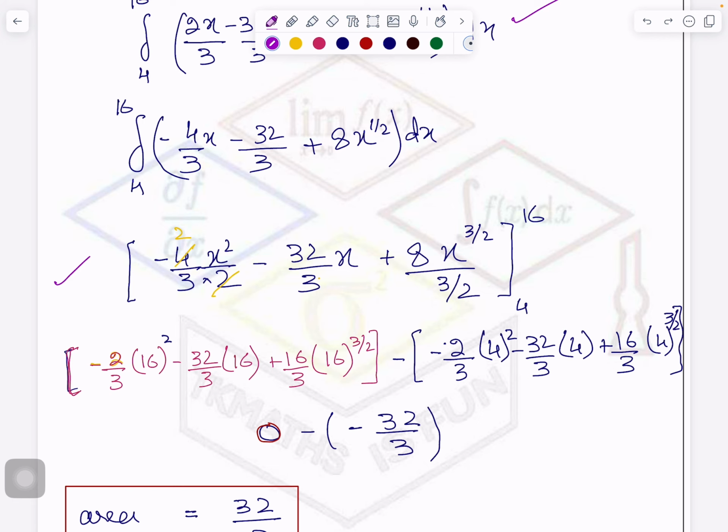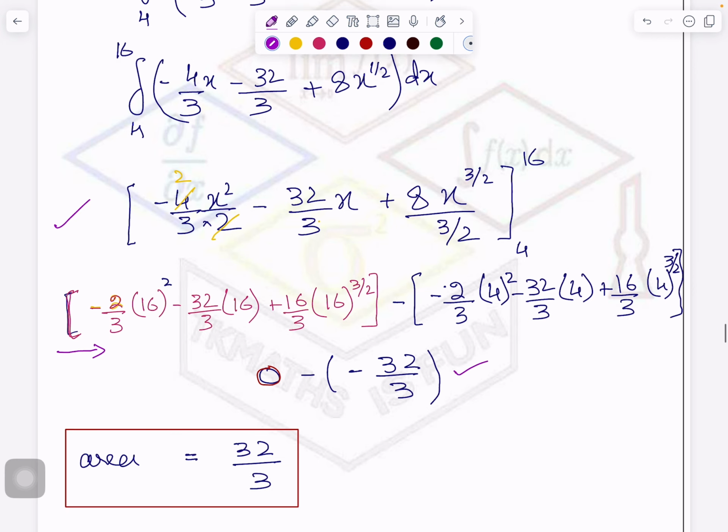Because calculator is allowed, I would recommend that up till this line you do show what you are substituting, and then you can use the calculator to get the answer. So area is coming 32 upon 3.